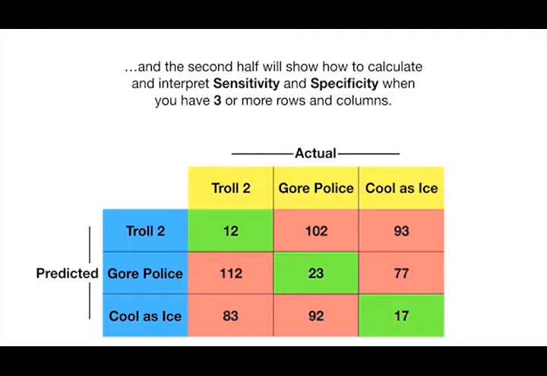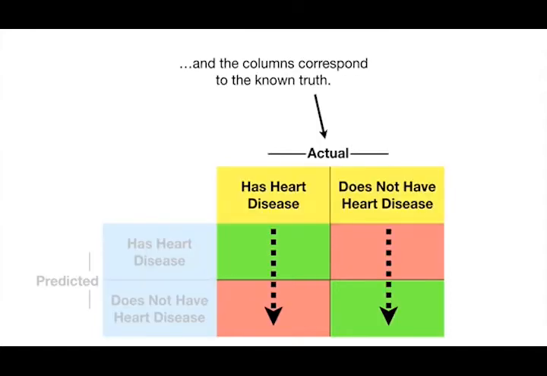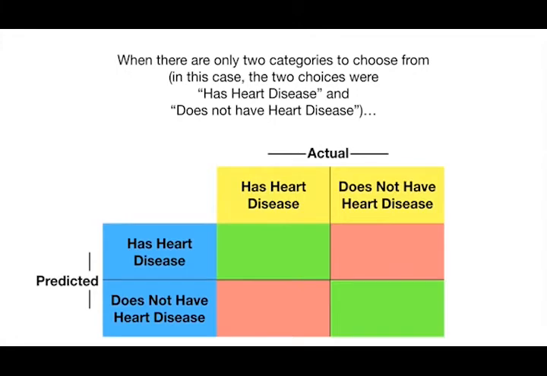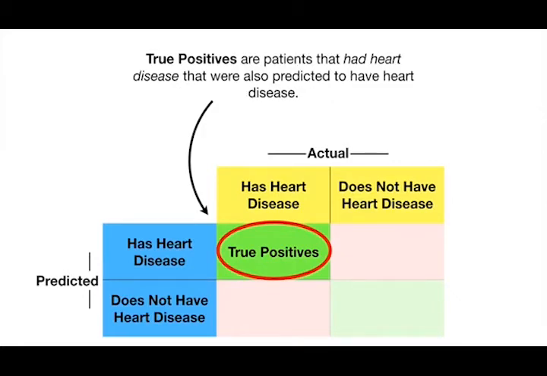Even if you're already down with the confusion matrix, let's remember that rows correspond to what was predicted, and columns correspond to the known truth. When there are only 2 categories to choose from, in this case, the 2 choices were has heart disease or does not have heart disease, then the top left-hand corner contains the true positives. True positives are patients that had heart disease that were also predicted to have heart disease.